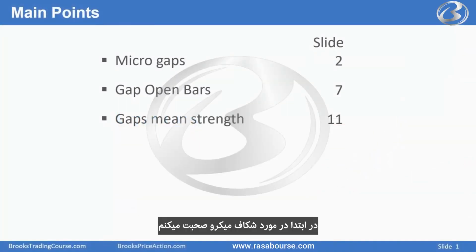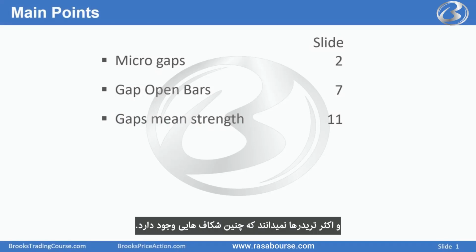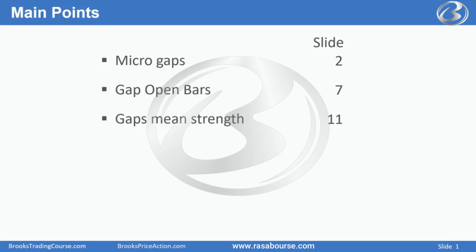I'm going to begin by talking about micro gaps. These are very small gaps that most traders do not even realize exist. One type of micro gap is a gap open bar, where the open of a bar is above or below the close of the prior bar. And that often is an indication of what the market is trying to do. And I want to make the point that gaps mean strength.